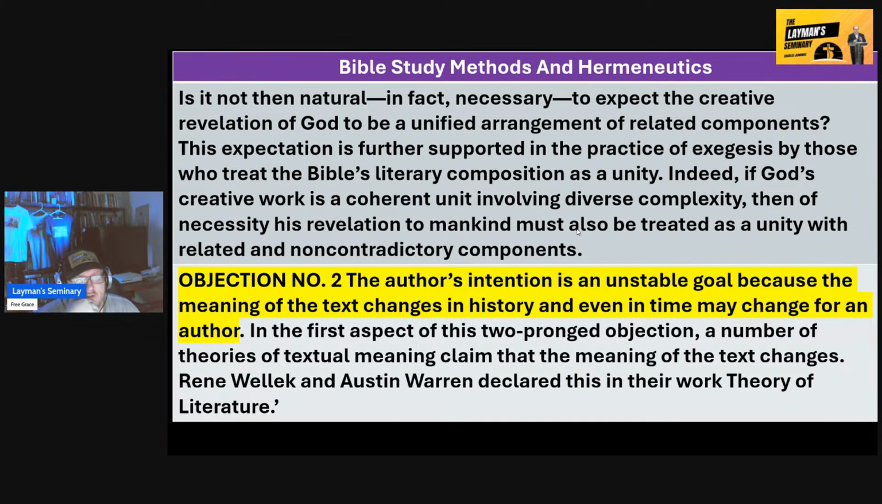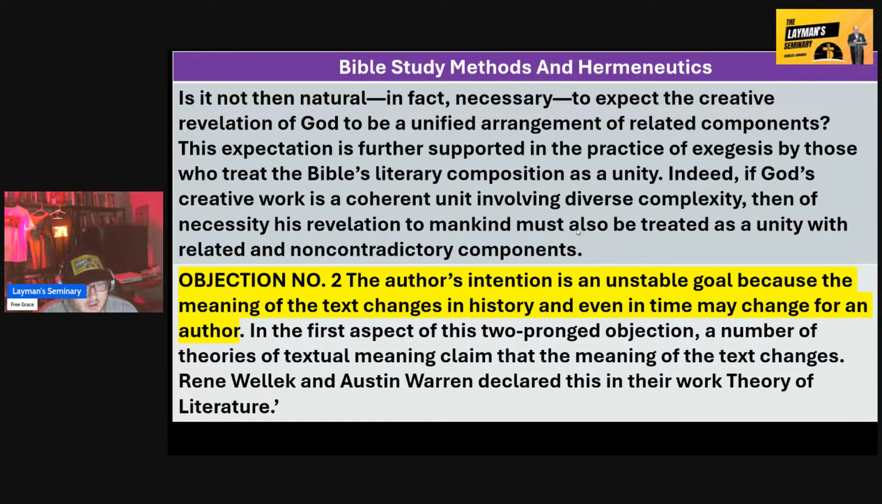Is it not then natural, in fact, necessary to expect the creative revelation of God to be a unified arrangement of related components? This expectation is further supported in the practice of exegesis by those who treat the Bible's literary composition as a unity. Indeed, if God's creative work is a coherent unit involving diverse complexity, then of necessity his revelation to mankind must also be treated as a unity with related and non-contradictory components.